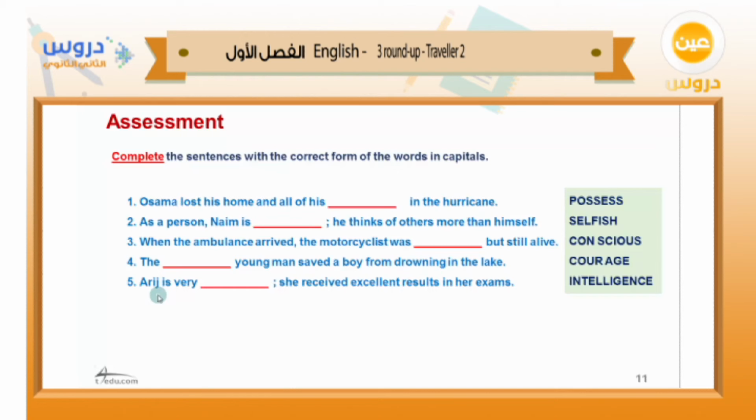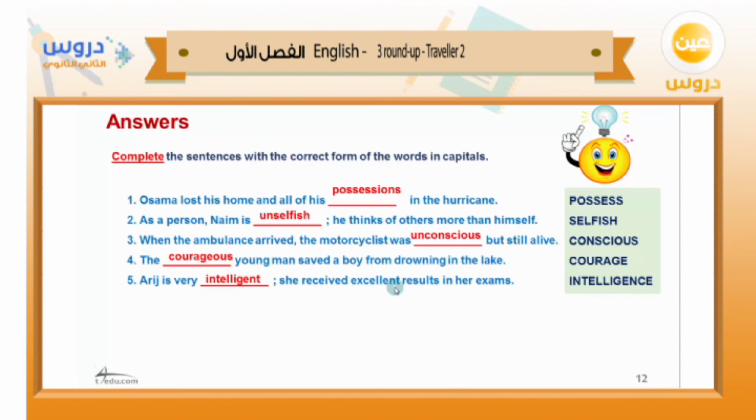And finally, Arij is very intelligence. Intelligence is a noun. We need an adjective. So Arij is very intelligent, and this is the adjective from intelligence. So Arij is very intelligent. She received excellent results in her exams. And here is how we change the words again.